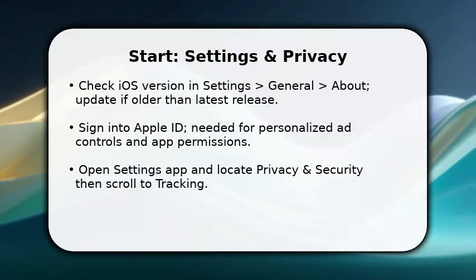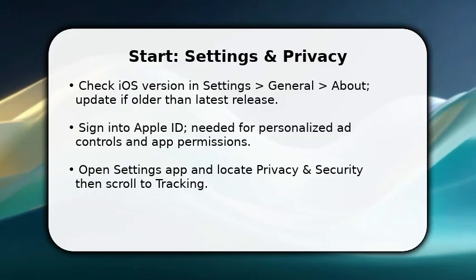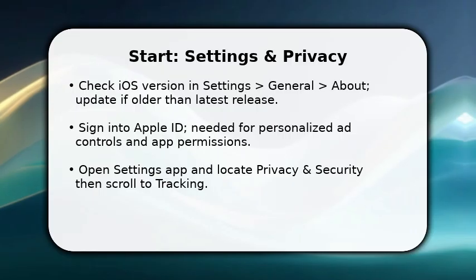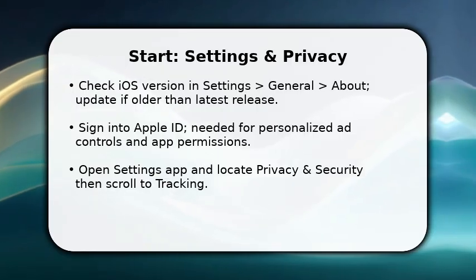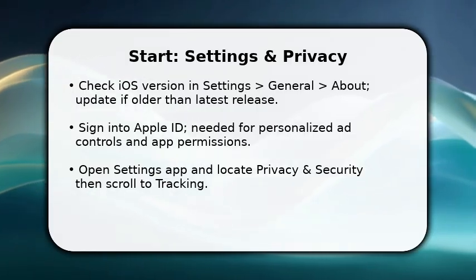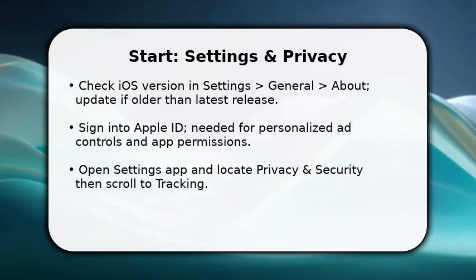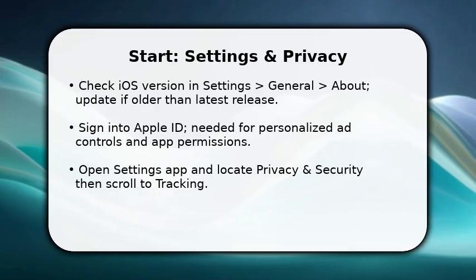You begin by ensuring your iPhone is up to date and you're signed into your Apple ID. This avoids missing controls. Once done, open Settings and go straight to Privacy and Security, then Tracking. You need to flip the primary controls first, so make changes here before app-specific steps.